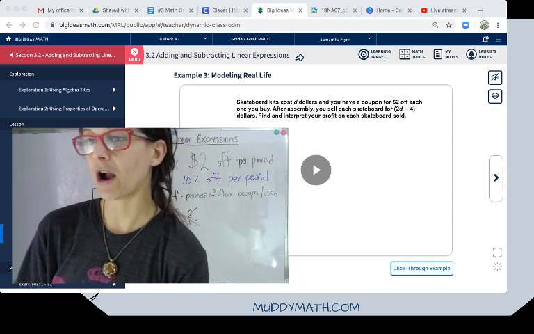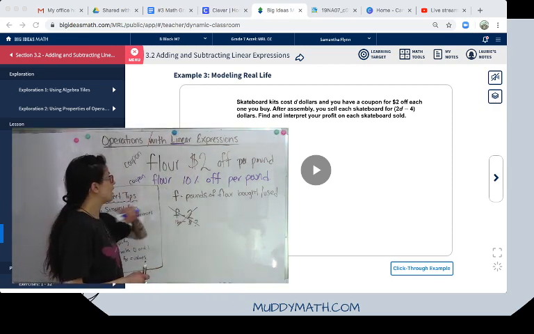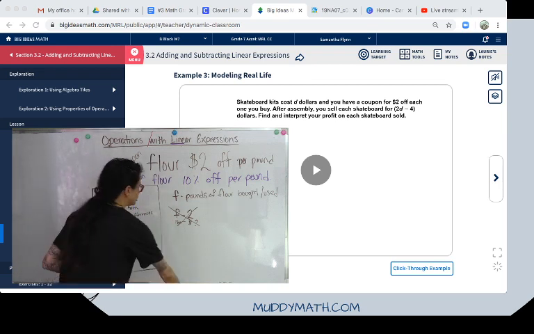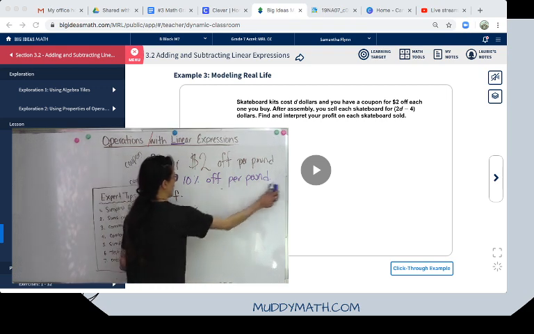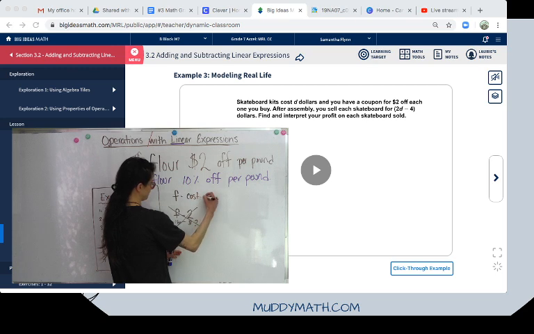Okay, interpret your profit. In our story here, flour is $2 off per pound. So we want F to represent the cost per pound of flour.